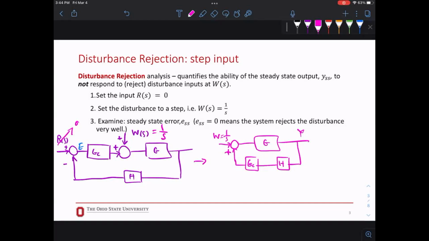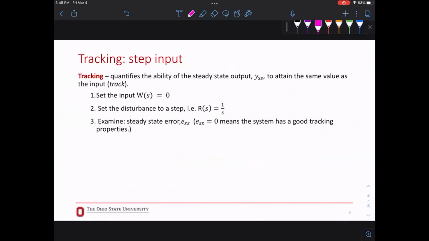So this is how you will see the response of your system to disturbance. Then we will call this disturbance rejection, like how well your system rejects the disturbance, and it's when ESS equal to 0. Sometimes, or most of the time, the system itself might not do that. You have to design your control in a way that it will do it. So you will have to adjust the controller to bring that ESS equal to 0.